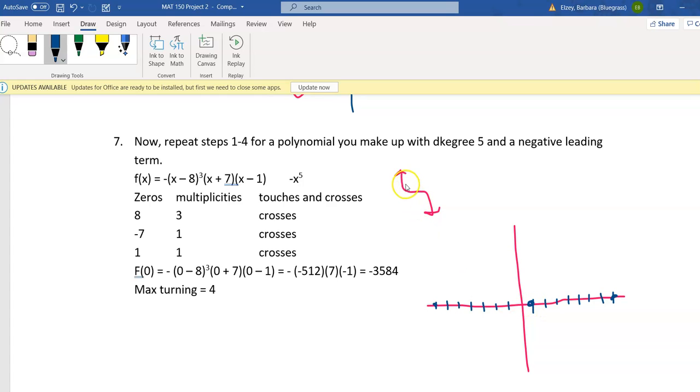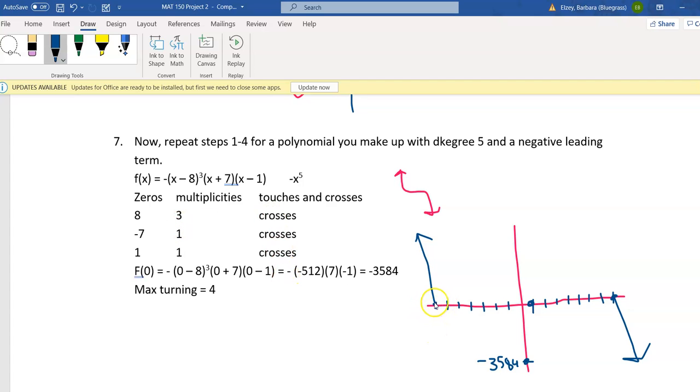All right, let's put our end behavior. On the far left, it's going up. On the far right, it's going down. All right, now let's put the y-intercept on there. It's at negative 3,584. We don't care how far down we go, so we're just going to say this right here is that value. Right there. Okay, now let's use our crossing and touching. Everything crosses. That makes it easy.